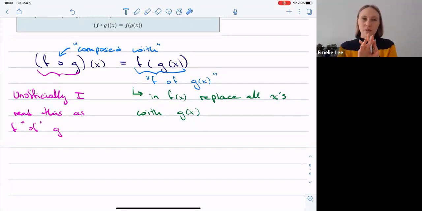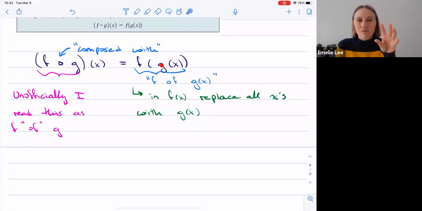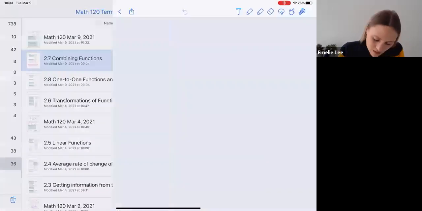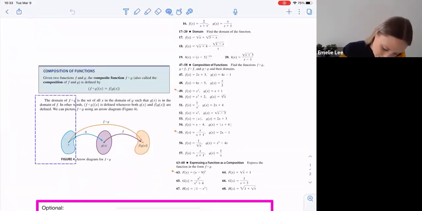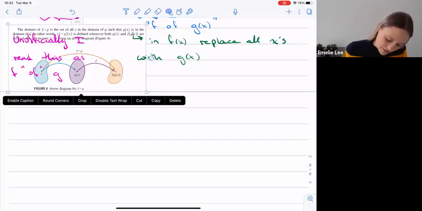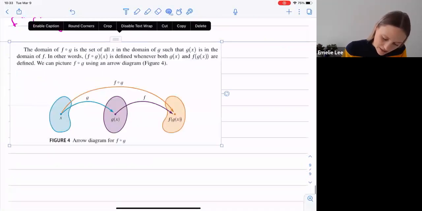But now what we need to remember is that F is now taking inputs of G of X, right? So G of X has to satisfy the inputs of F, and that's where it gets hard. We have to look at the domain of G of X. What can go into G of X? And then what outputs of G of X can go into F? I'm going to bring in that blurb, but I will just say that it can get complicated.